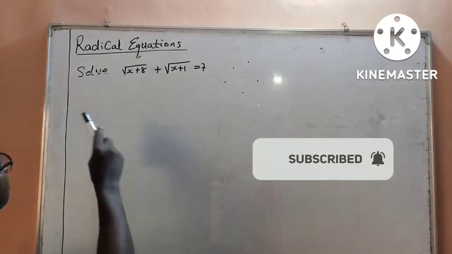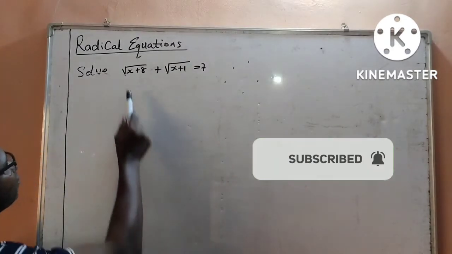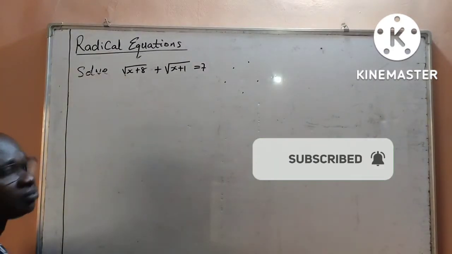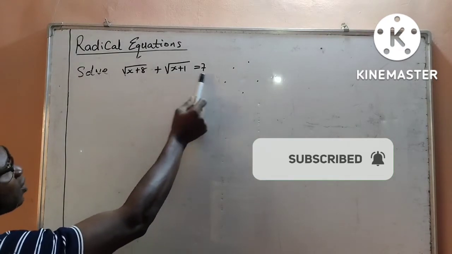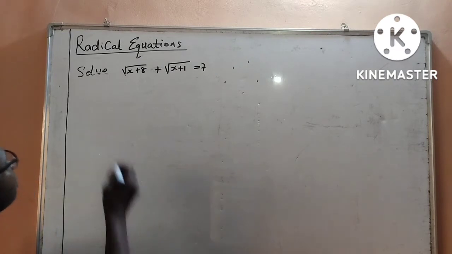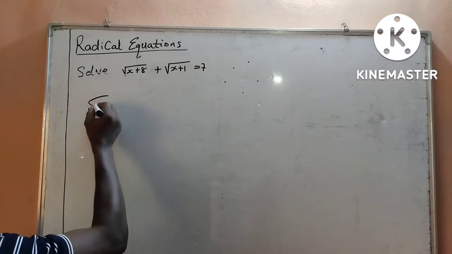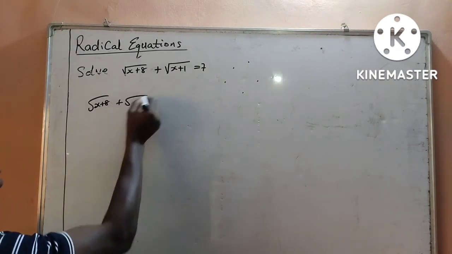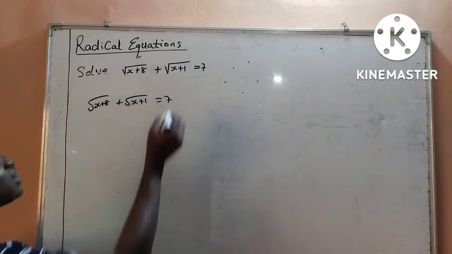Today, we are given to solve √(x+8) + √(x+1) = 7. That is a radical equation. We begin: √(x+8) + √(x+1) = 7.